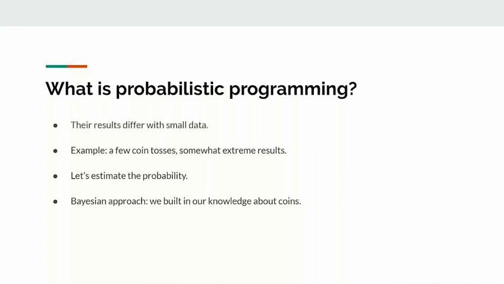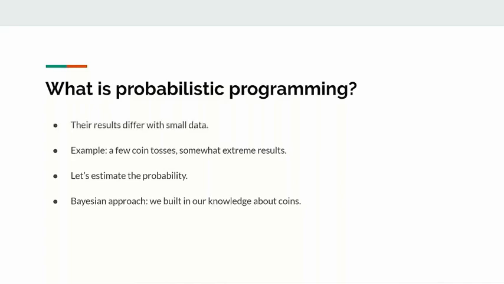Well, if we do that, clearly we have overfitted our very small data set, because going forward, of course, the probability will not necessarily be 80-20. It's probably going to be more like 50-50. But if instead we use a more Bayesian approach, we're going to be building our knowledge of what a coin is and how it works into the model.